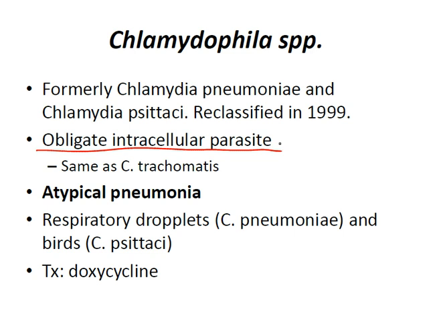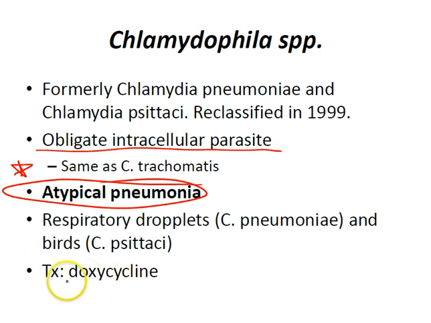Now, both Chlamydia trachomatis and Chlamydia pneumoniae cause atypical pneumonia. That is high yield. Okay? Both cause atypical pneumonia. Chlamydia pneumoniae is transmitted via respiratory droplets, and Chlamydia psittaci is transmitted via birds, either through direct contact or respiratory secretions. Now, the drug of choice we use is doxycycline for atypical pneumonia of chlamydia. So that's Chlamydophila species for you.